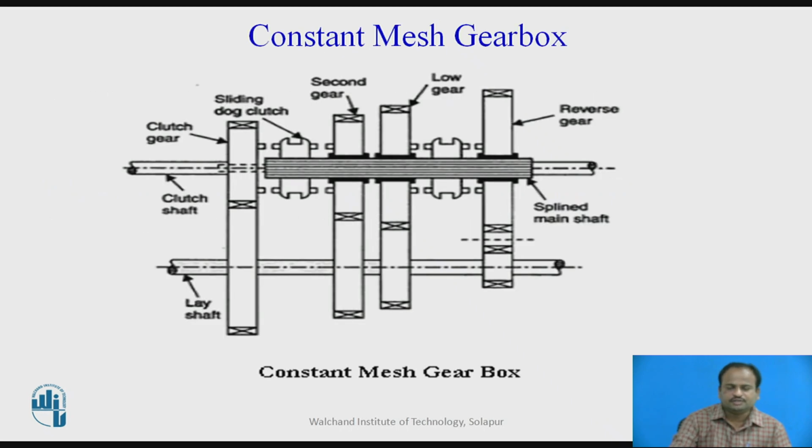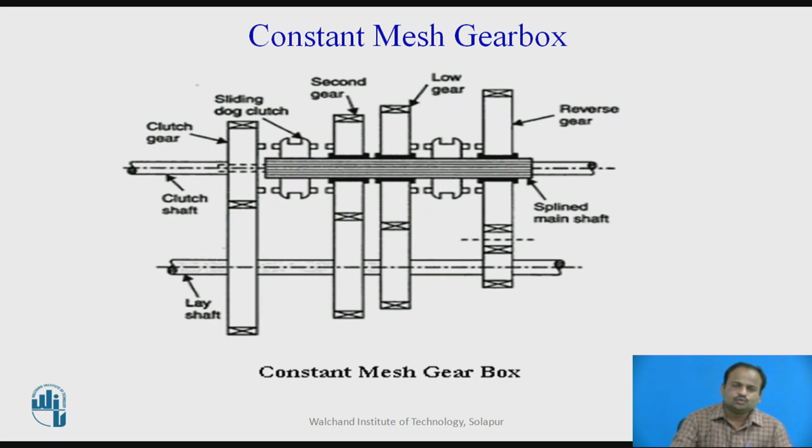Next one is constant mesh gearbox. As the name indicates, in a constant mesh gearbox, all the gears on the lay shaft and main shaft are constantly meshed with each other. The clutch gear is rigidly fixed with the clutch shaft that is connected with the lay shaft gear to transmit the motion.